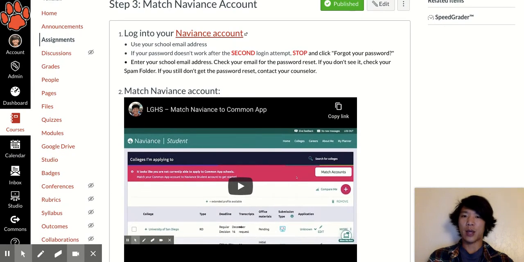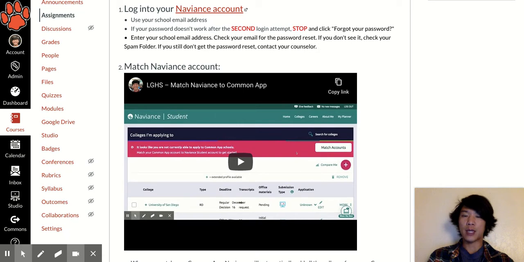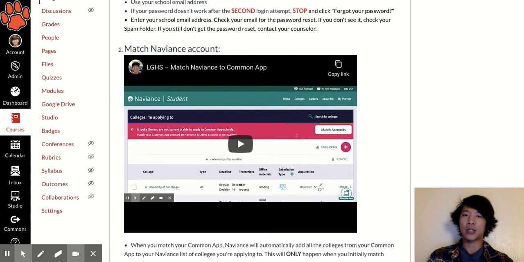Okay, so now if you click this link, you'll get to your Naviance account. If you're having issues signing in, can't remember your password or something like that, you can follow these instructions right here. You'll use your school email to log in. Just remember, if you can't get the password to work after the second attempt, don't keep trying because it'll lock you out. Rather than that, just click the forgot your password button on the login page and you can reset your password. It'll email a reset to your school email. If you can't find it in there, it probably went to your spam folder.